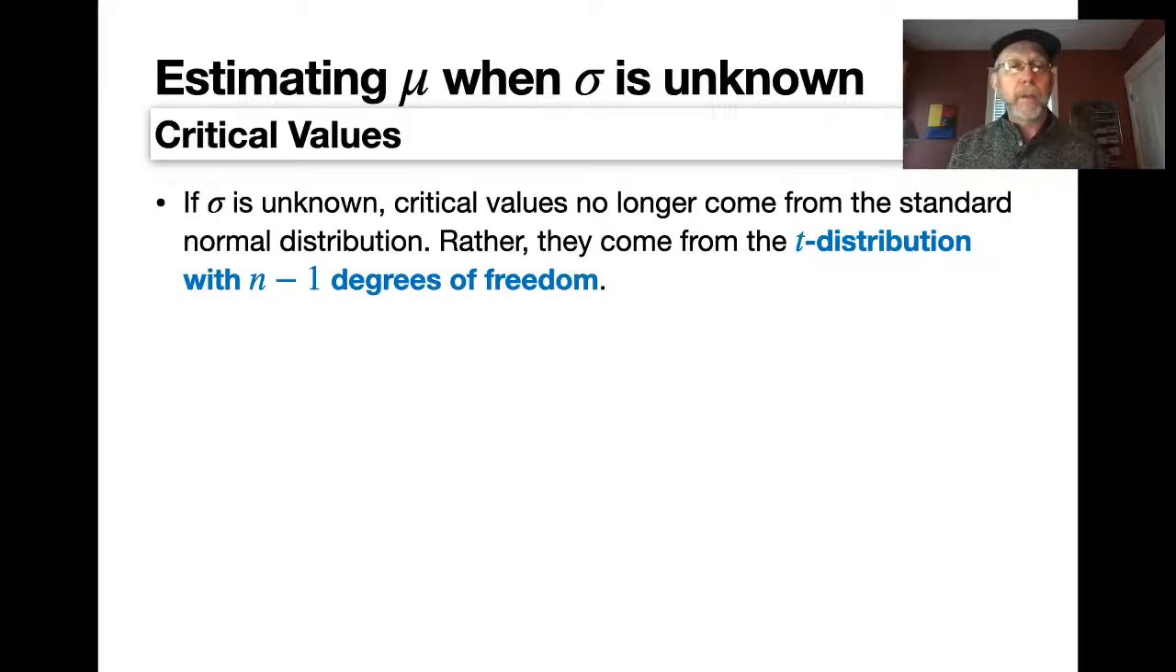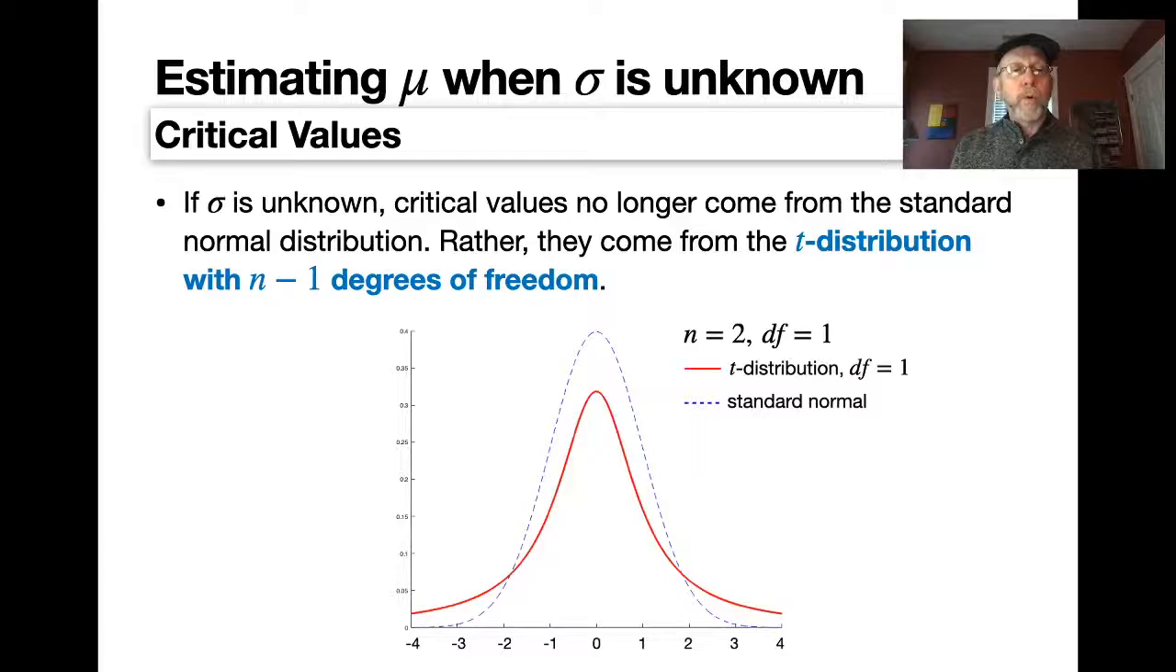Here's a plot for the t-distribution with 1 degree of freedom. That's the curve you see in red. And for comparison's sake, I've drawn the standard normal distribution with that dashed blue line. So degrees of freedom 1 would mean that you have a sample of size 2. So that's the smallest possible sample, right? And this would be the distribution that critical values would come from if you're dealing with samples of size 2. The t-distribution with 1 degree of freedom, as seen in red there.